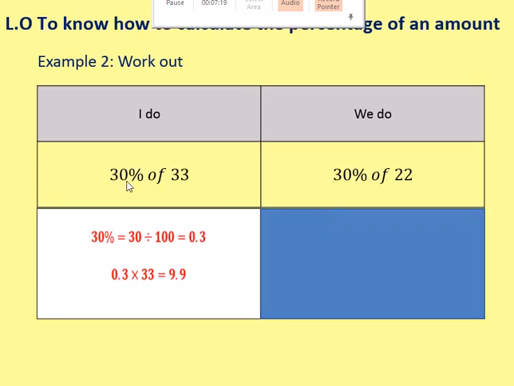Okay, so next one, 30% of 33. So first step, find the multiplier for 30%. We do 30 divided by 100, which equals 0.3. And then we do 0.3 multiplied by 33, hence why it's called the multiplier. And that equals 9.9. So 30% of 33 is 9.9. Again, pause the video here please, copy down the I do, and then try the we do question.